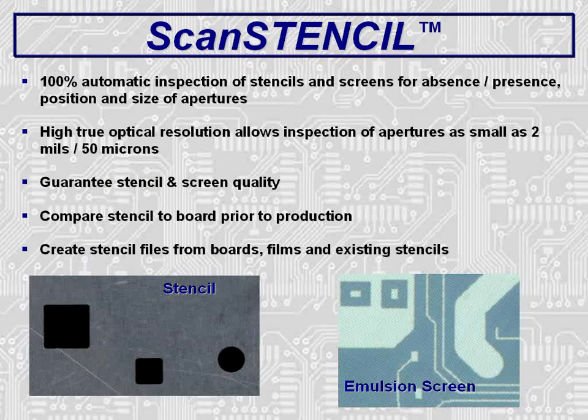ScanSTENCIL can provide 100% automatic inspection of stencils and emulsion screens for size, shape, area, location, and presence-absence of apertures. The resolution of the system is sufficient to inspect very small features. The system is in use today in production facilities inspecting apertures as small as 50 microns, or 2 mils. Presence-absence inspection of prototype parts with feature sizes down to 10 microns has also been done successfully.